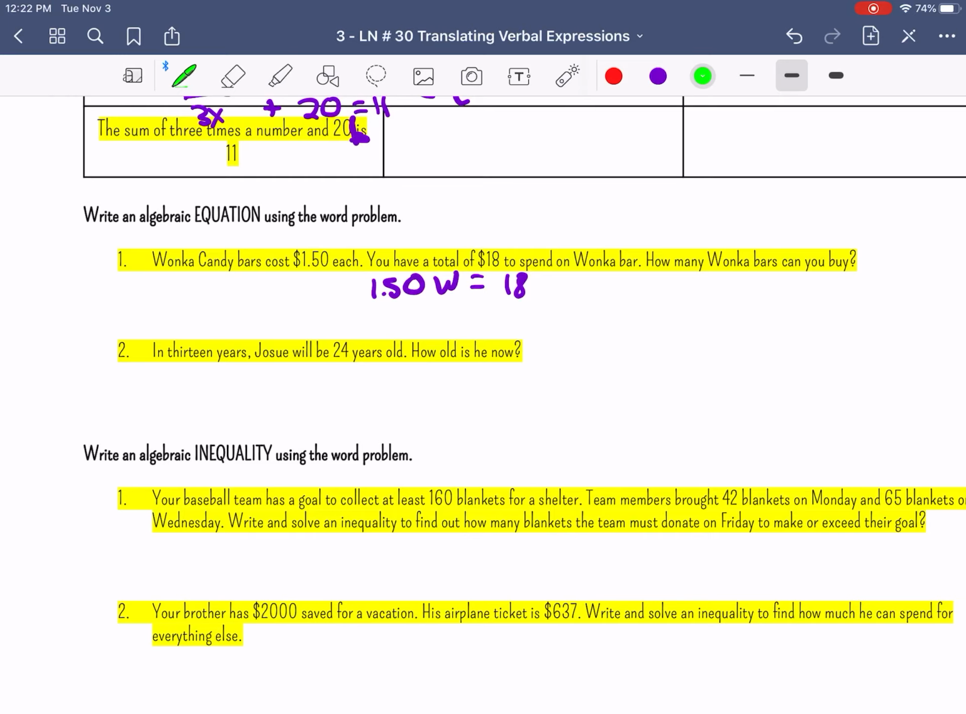Just like if you were to buy folders and staples, and they're 50 cents each, and you have $18 to spend on folders, you're going to multiply 50 cents by however many folders you buy to get $18. So whenever we see a variable attached like this, that means it's multiplying, and we have to do the inverse to solve. So we're going to divide each side by 1.50 to get the W by itself. And you're going to put that in the calculator to make sure, and W equals 12. So you can buy 12 Wonka bars.